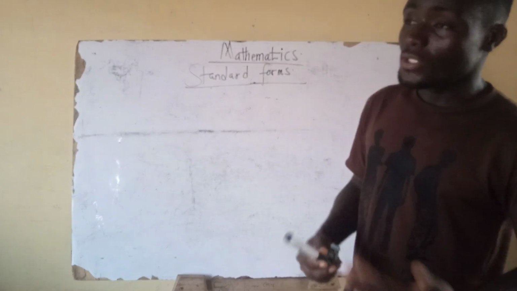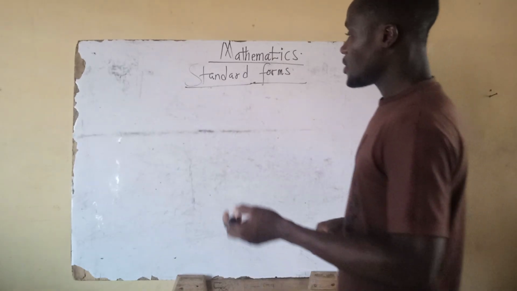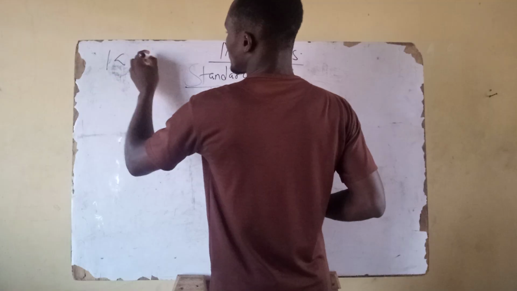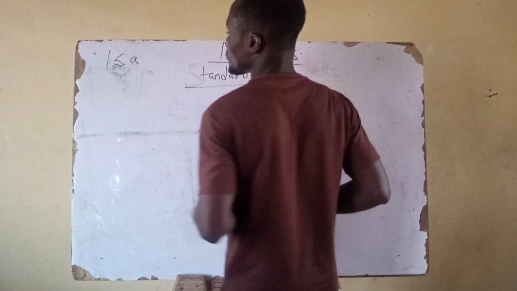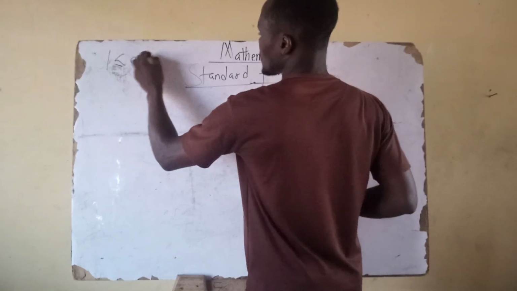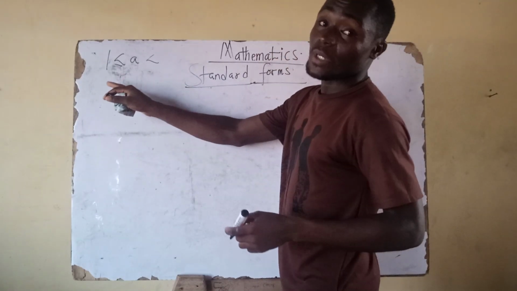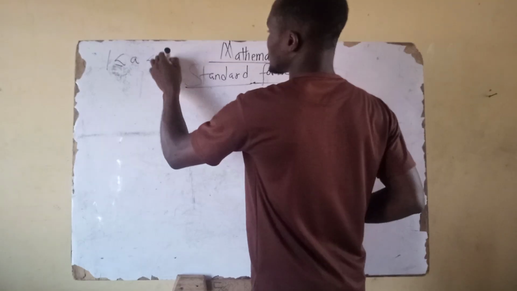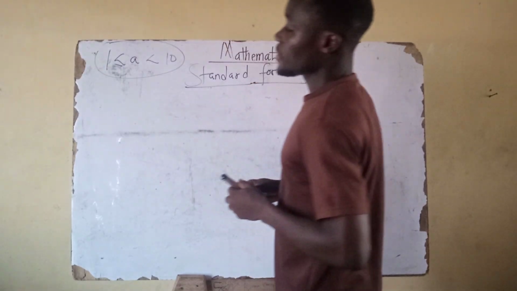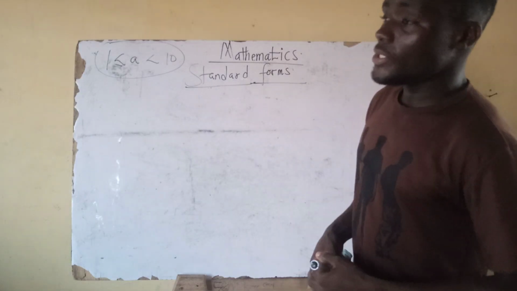So with the range, I will give it to you. So the number that comes before the decimal point should fall within this range. It should be greater than or equal to 1, but less than 10. So we are going to use this range. Alright, now this is what I'm trying to say.